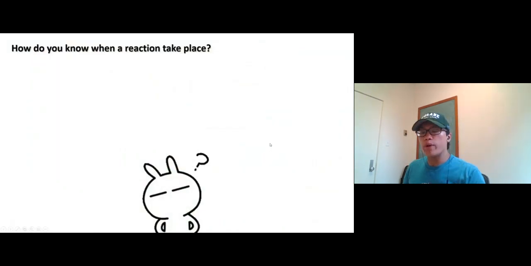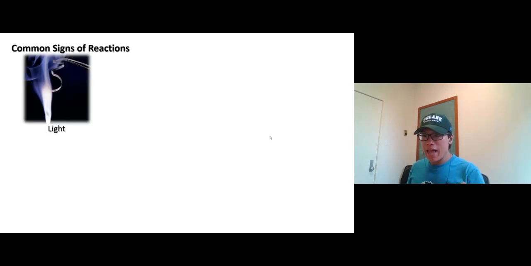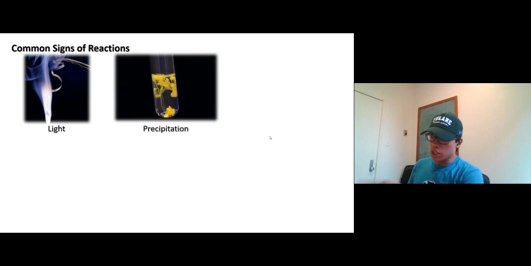Now, when we do a chemical reaction, how do you know if a reaction takes place or not? I'm serious. How do you know? What's the sign? I'm sure you can come up with a few of them, right? I'll give you several common ones. One, light. If you see light happening, that's a chemical reaction occurring. Precipitation, you will learn quite a lot of it. A third of this chapter, we talk about precipitation reactions.